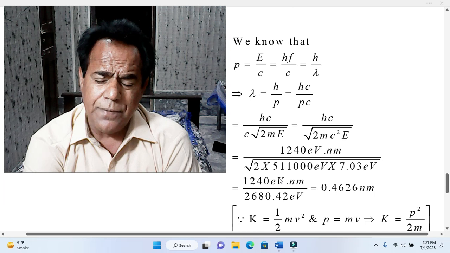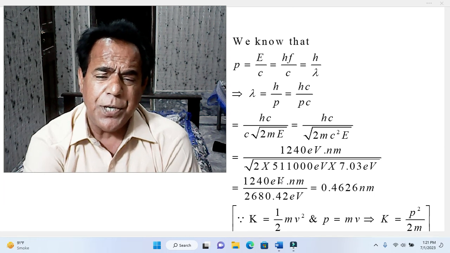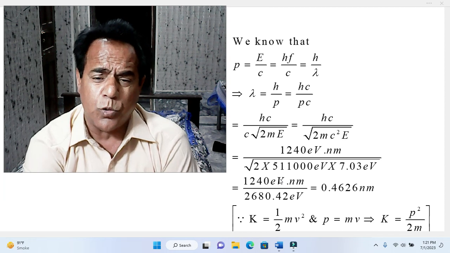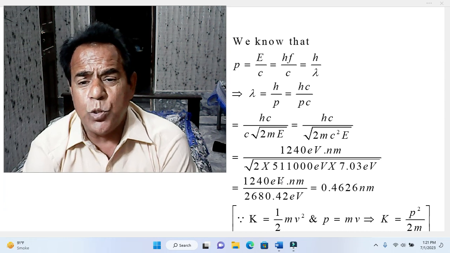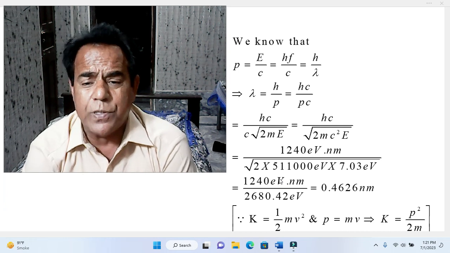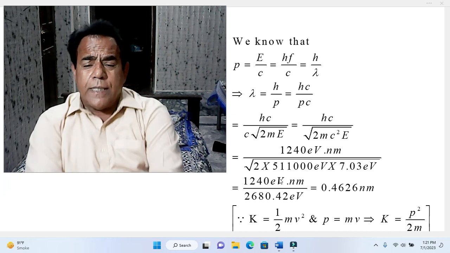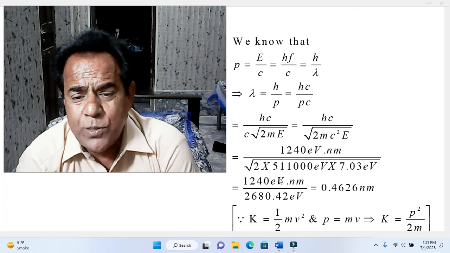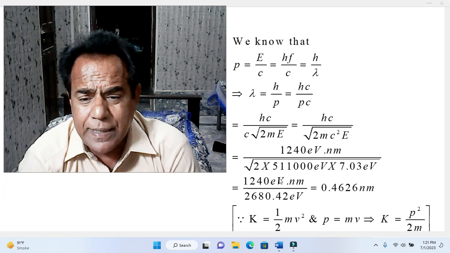In comparison with the short solution of this problem, we have introduced sufficient helping tools. We know that momentum p is equal to E over c, is equal to hf over c, is equal to h over lambda. This implies that lambda is equal to h over p, is equal to hc over pc. What we have done is multiplied and divided it by c.